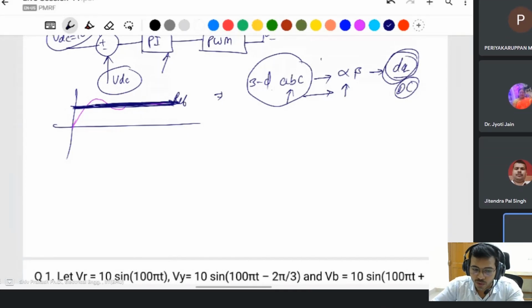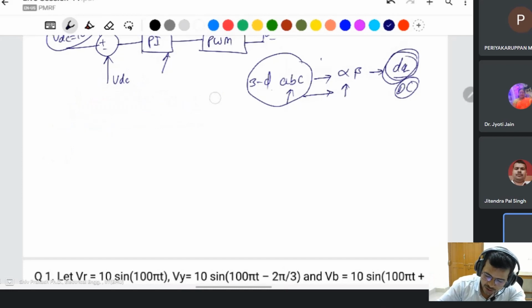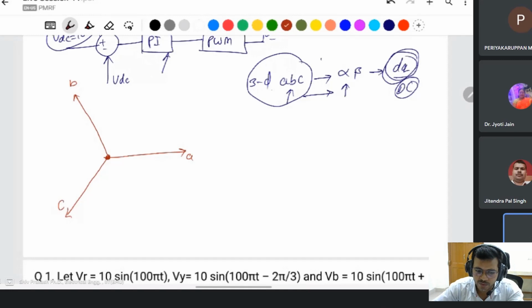But how do you convert this three phase AC signal into a two phase AC signal? After that, the DQ transformation gives the two phase DC system. You know about the AC system, a three phase AC system. This is phase A, the second one is the B phase, and this is the C phase. All have a displacement of 120 degrees.